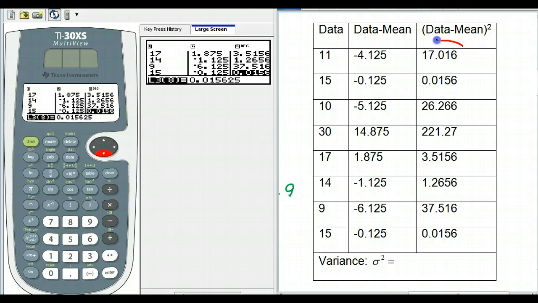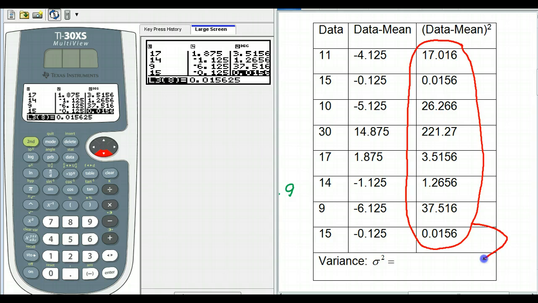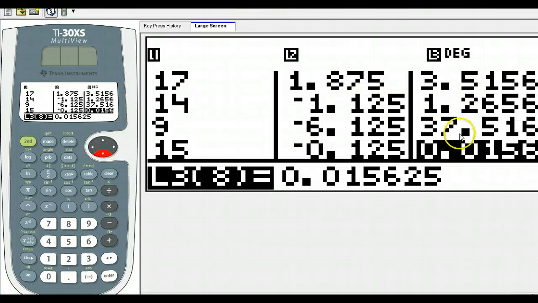Okay, let me just emphasize this by drawing a big old circle around it. We're taking this stuff and we're finding the mean of it, and that's going to be the variance. Okay, so we can just do the same thing we did before. Let me blow this up. So we're just going to find the mean of the third column.